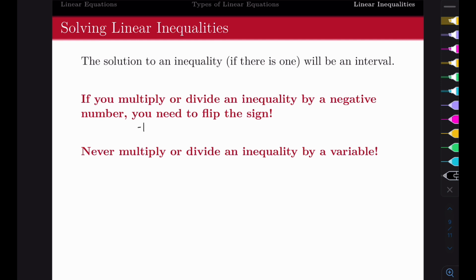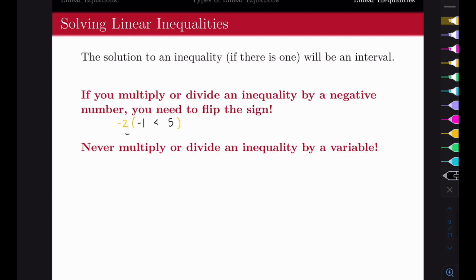If you have -1 and you have 5, we know the inequality direction goes this way. But now, if I take both sides and I go ahead and multiply by -2, on the left-hand side, I would have +2. On the right-hand side, I have -10. My inequality sign has to flip. So even when I have the variable in there, you've got to make sure that you change that sign when you multiply or divide by a negative number.